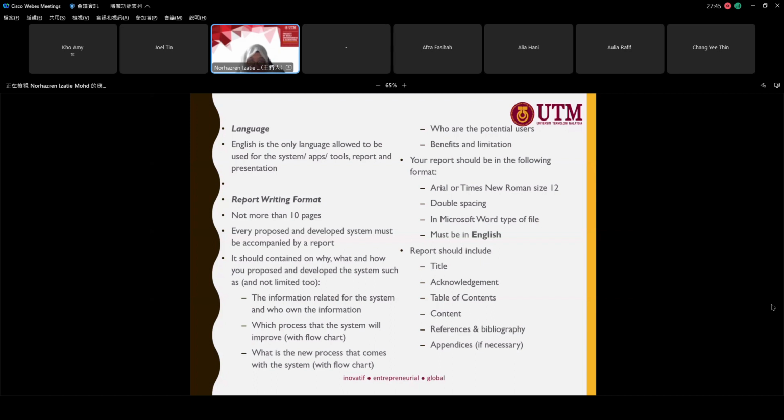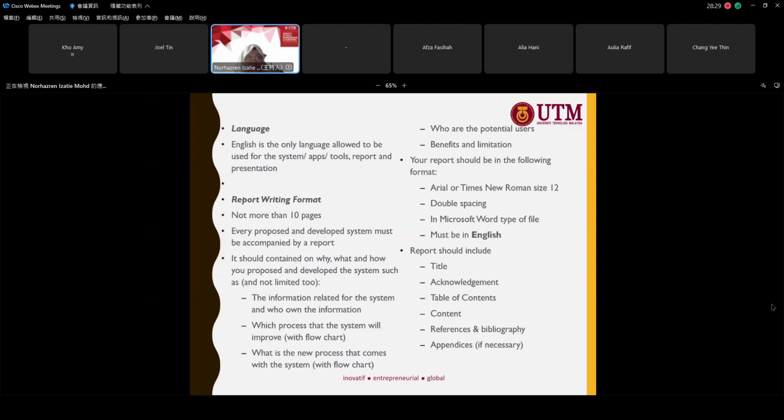After that, all the report must contain information related to the system, who owns the information. Then, which process of the system will be improved. For this one, you need to come up with a flow chart, comparing the existing system and your proposed system, how many steps can be reduced, which is you can change the existing step and convert it into an automation part, which is just click, then all the system will run by themselves.